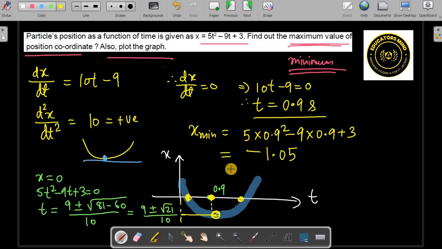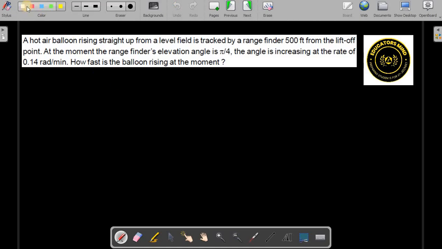Then let's go to the next question. A hot air balloon rising straight up from a level field is tracked by a range finder 500 feet from the liftoff point.